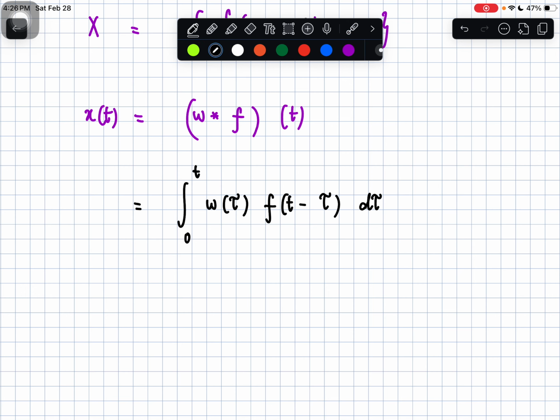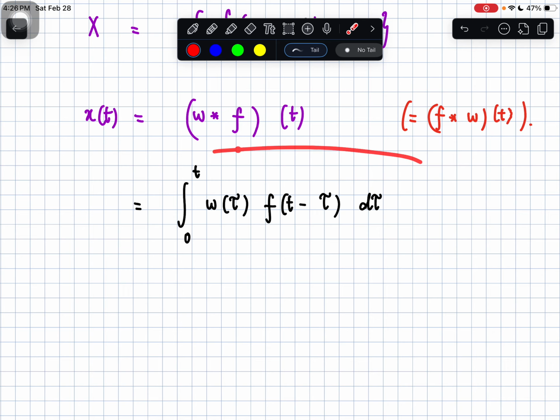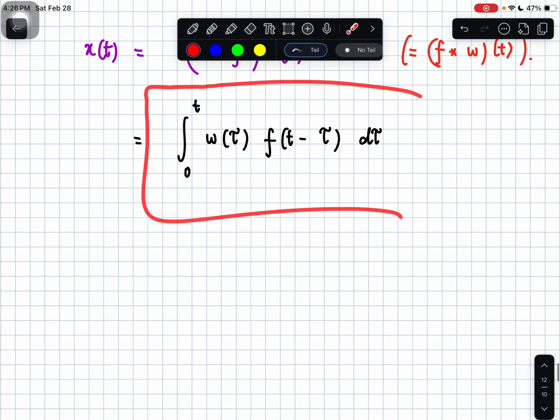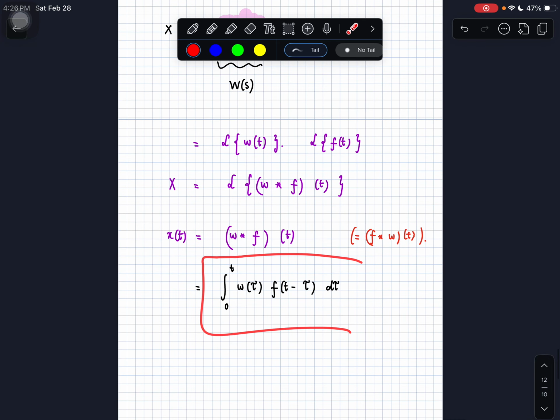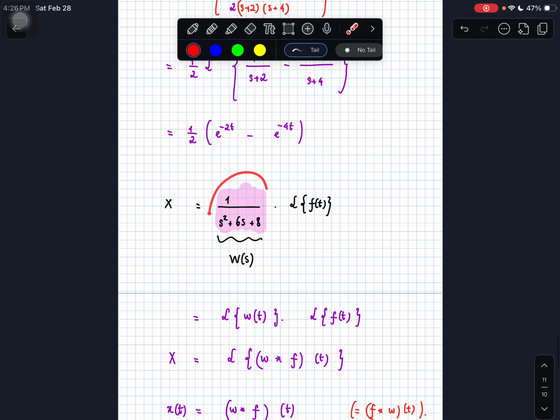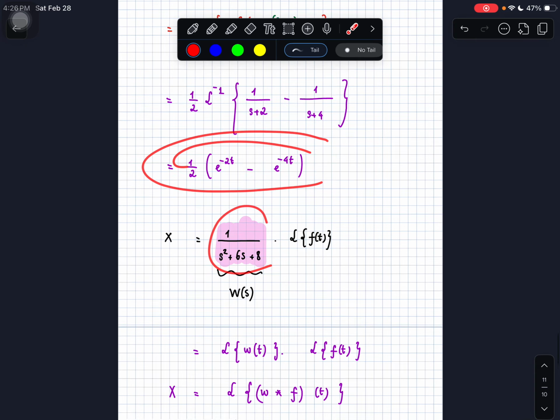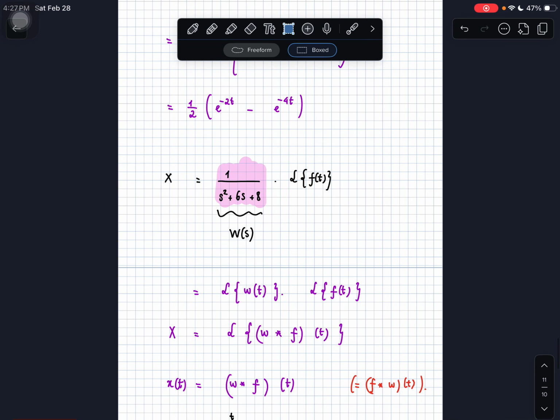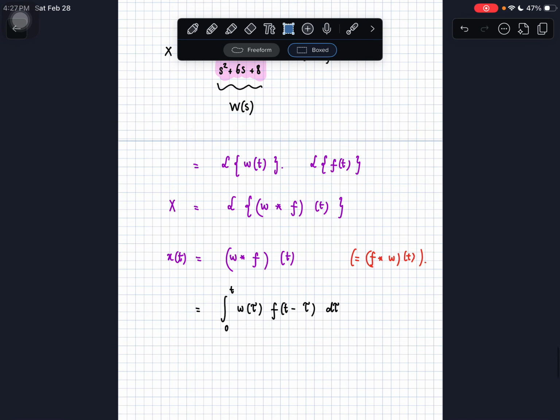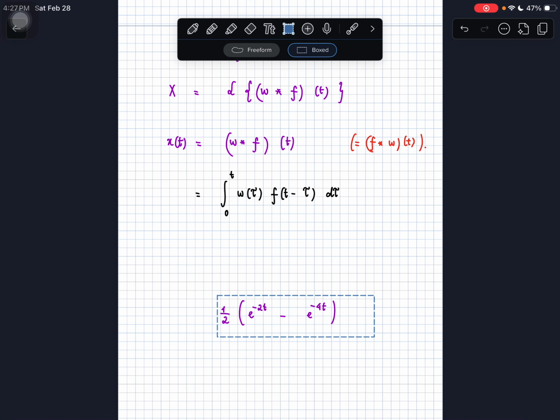And by the way, this convolution is commutative, so you can also let this equal f star omega(t). So we get this formula. Now just write this one explicitly with our function omega(t), which is this one. Omega(t) is this function. So we need omega(tau).